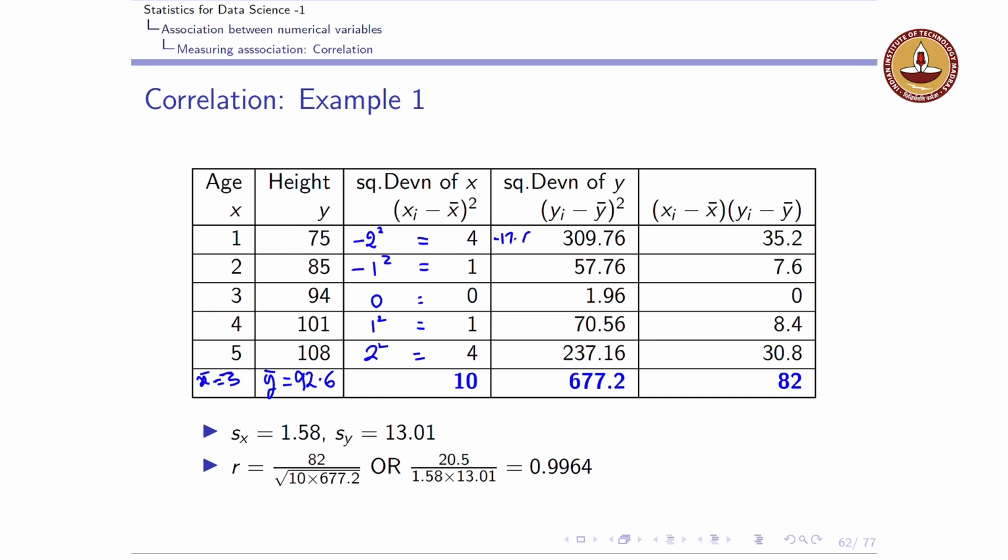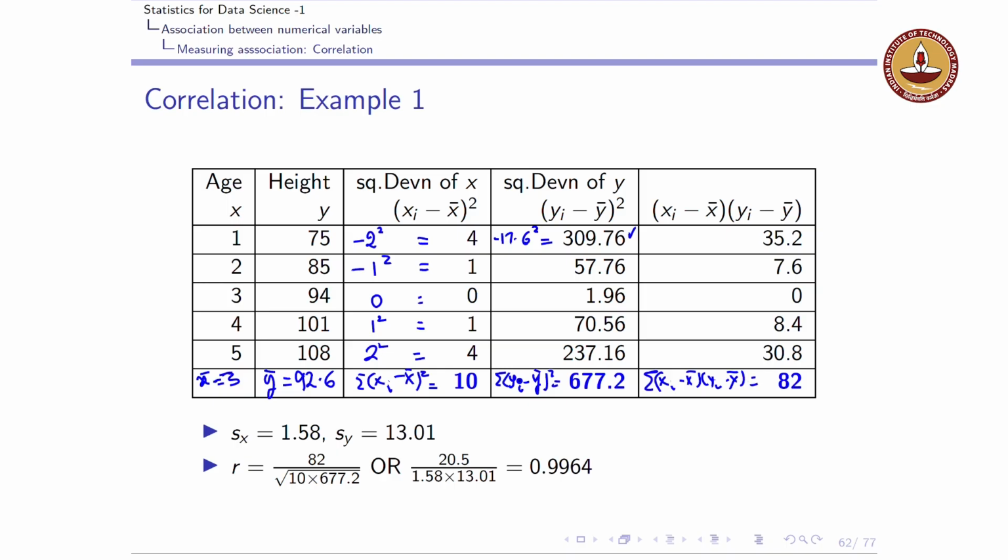Similarly, 75 minus 92.6, I also computed that as -17.6. The square of -17.6 is equal to 309.76, and this is giving me the squared deviation of each of my y observations. This is the sum of squared deviations. This is the sum of square deviations of y. This is the sum of the product of the deviations.